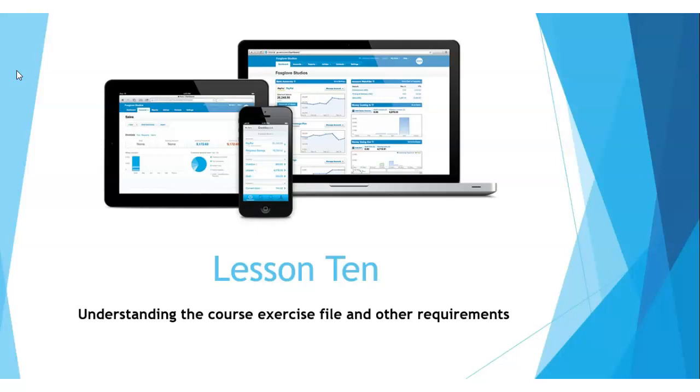Lesson 10, Understanding the course exercise file and other requirements. I have to say that I'm a practical and logical person and therefore always use real practical examples in my teaching so that my learners acquire real practical business, accounting, MYOB, Xero and payroll skills, and more importantly are able to use their newly acquired skills in the real workplace situation with confidence as a sole charge or as part of a diverse team.